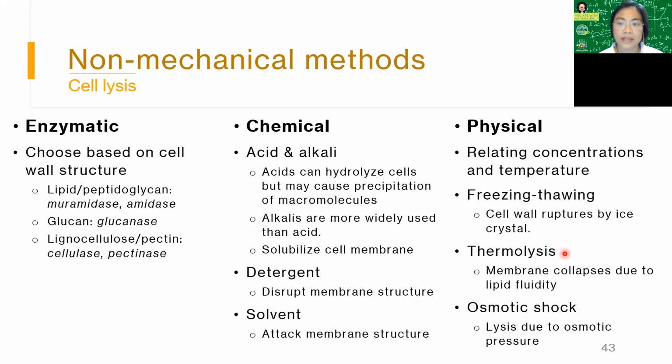Thermolysis, as the name says, lyses cells by using thermal temperature. So basically using high temperature to get the membranes to collapse, due to lipid fluidity. Why am I saying this? Because the cell membrane is, as you know, a phospholipid bilayer. So with thermolysis at high temperature, the lipid bilayer becomes more fluid, moving a lot faster, and tends to disintegrate.